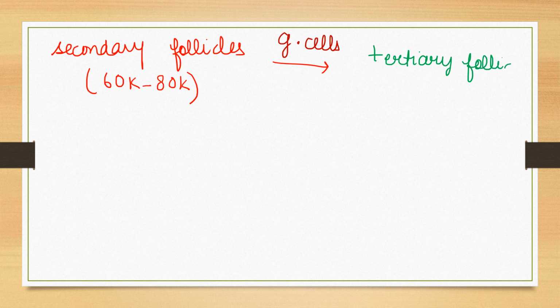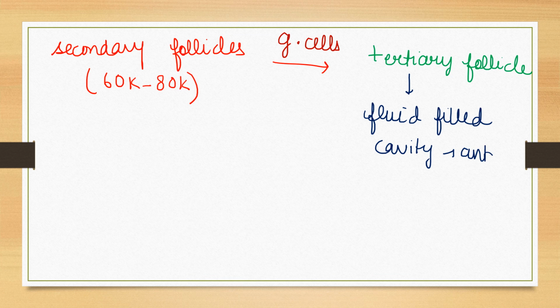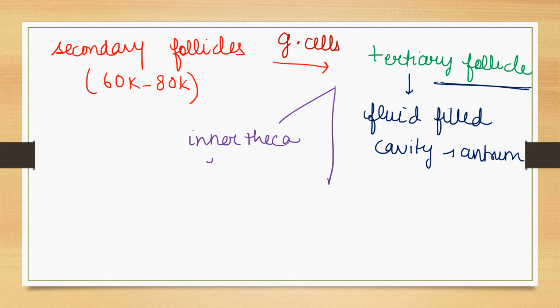Now you need to know a very important characteristic of the tertiary follicle, that it is characterized by a fluid-filled cavity called antrum. इस cavity को antrum कहते हैं which is clearly visible in the tertiary follicle. अब इस stage पे during the conversion of tertiary follicle, this tertiary follicle is divided into an inner theca interna and an outer theca externa.